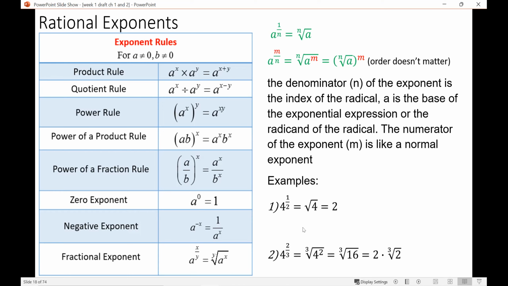So let's look at a couple examples here. 4 to the 1/2 power is the same thing as the square root of 4. 4 to the 2/3 power is the third root of 4 squared. Okay. That is how rational exponents work.